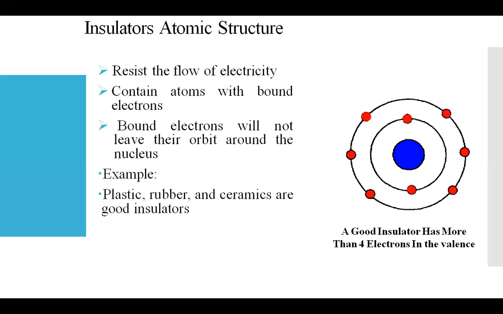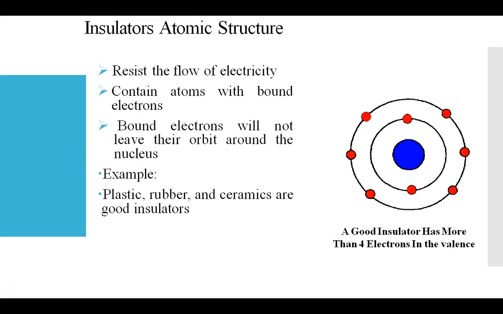Examples given here of insulators are plastic, rubber and ceramic, which we consider good insulators. So remember this point also: what the property of a good insulator is, what the insulator atomic structure is, and what examples we discussed here, because it will help you.